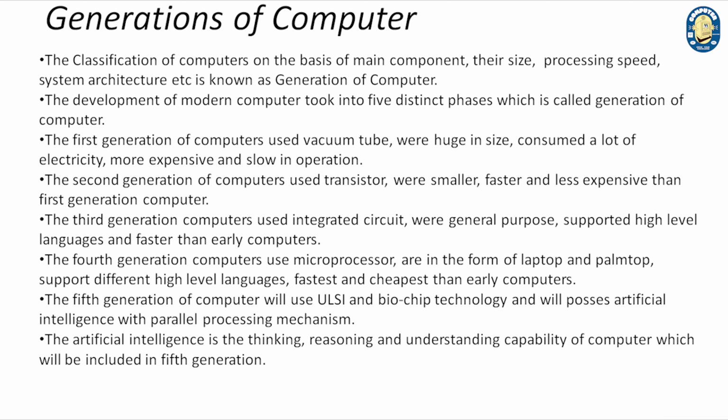The fourth generation computers use microprocessor, are in the form of laptop and palm top, support different high-level languages, fastest and cheapest than early computers. The fifth generation of computer will use VLSI and biochip technology and will possess artificial intelligence with parallel processing mechanism. The artificial intelligence is the thinking, reasoning and understanding capability of computer which will be included in fifth generation.